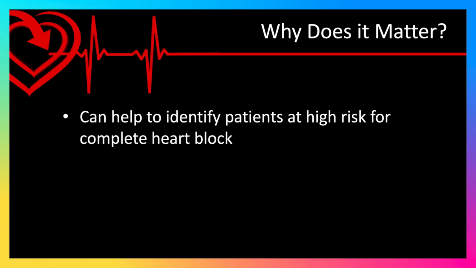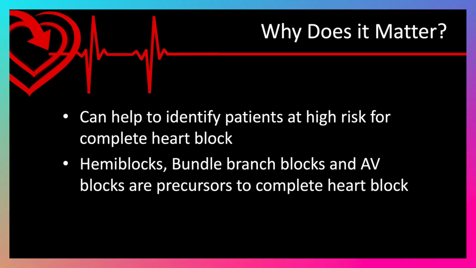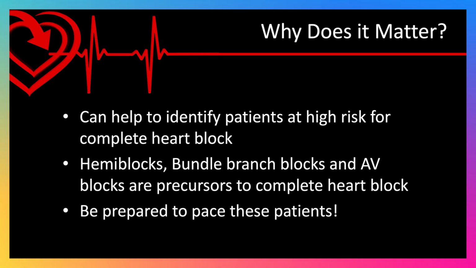Primarily, we use this to identify patients that are high risk for a complete heart block. Hemi blocks, bundle branch blocks, and AV nodal blocks are all precursors to a complete heart block. It's good to think of these as clues that you have a messed up conduction system. The more blockages you have along the conduction pathway, the more likely this patient is to progress on to a complete heart block, which can be a life-threatening event.